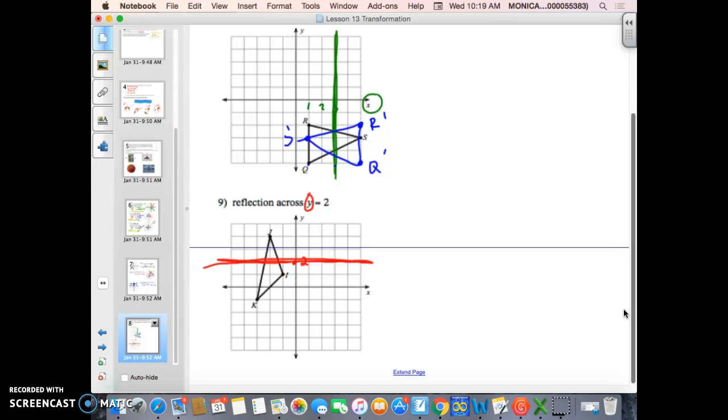So each of your points, like this one here, is going to be 2 away in the opposite direction. And this one's below it, so it's going to go above it. And here K is 3 below the line, so you're going to go 3 above the line here for K. And again, you want your points to be at 90 degrees from the line of reflection and equal distance apart. It's kind of like this is your line of symmetry in this image.